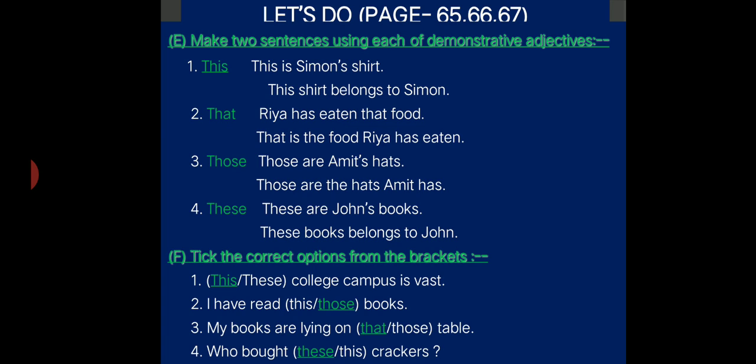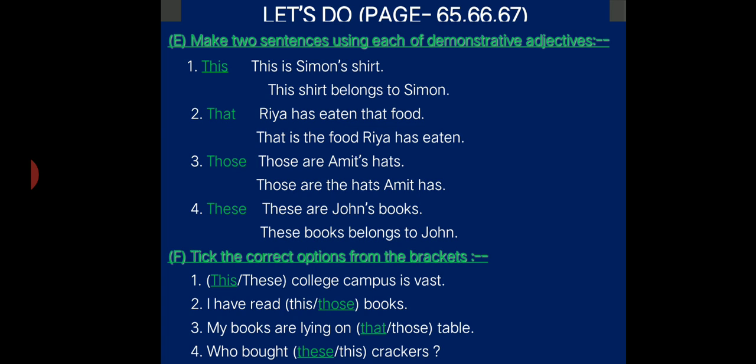The answer will be: This is Simon's shirt. This shirt belongs to Simon. Next is that. Ria has eaten that food. That is the food Ria has eaten. Next is those. Those are Amit's hats. Those are the hats Amit has. Next is these. These are John's books. These books belong to John.